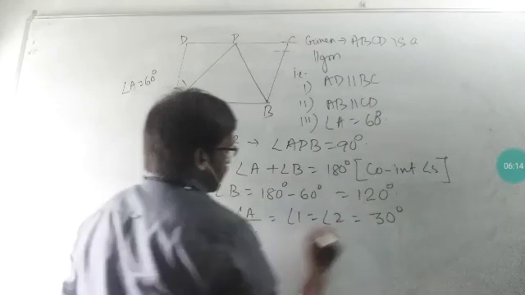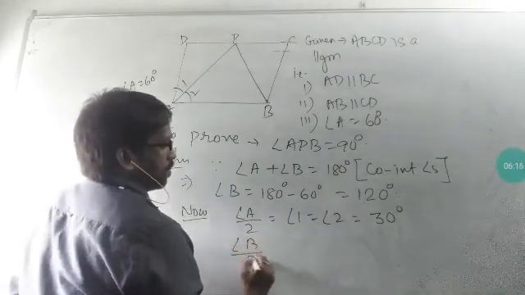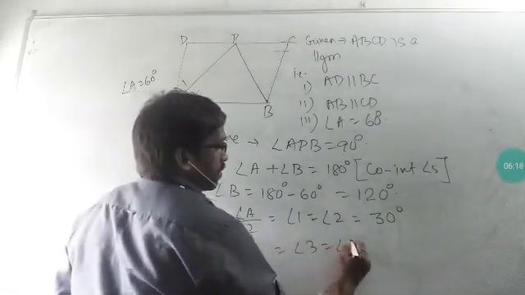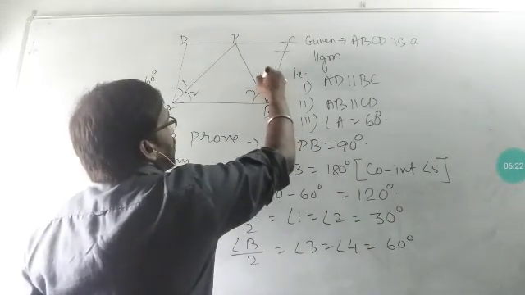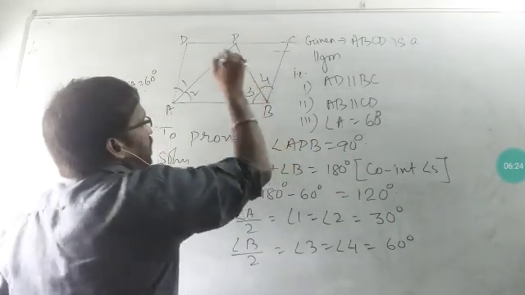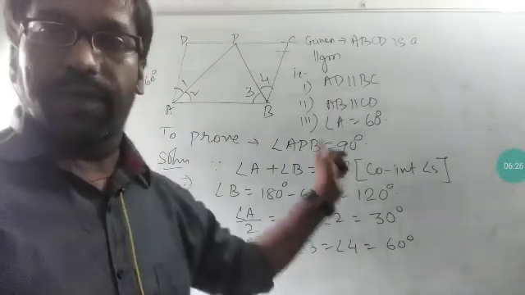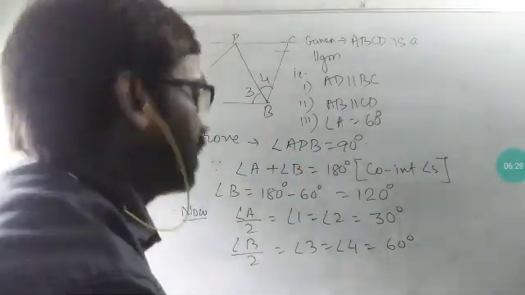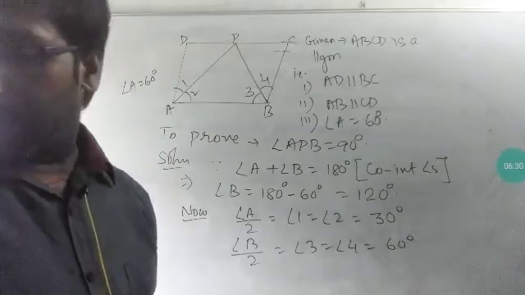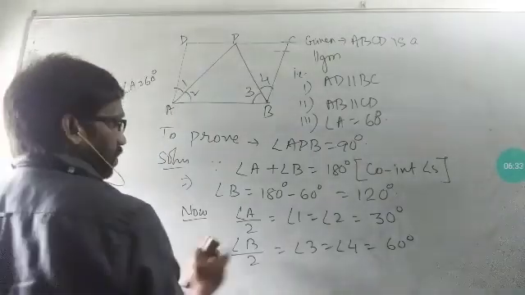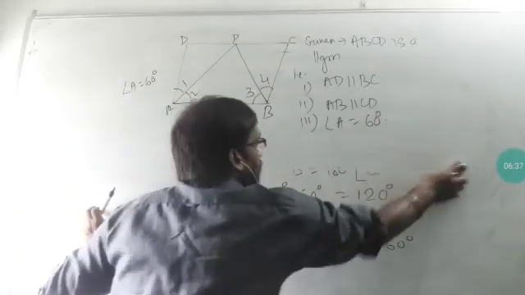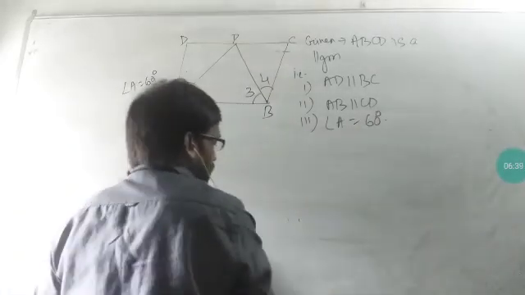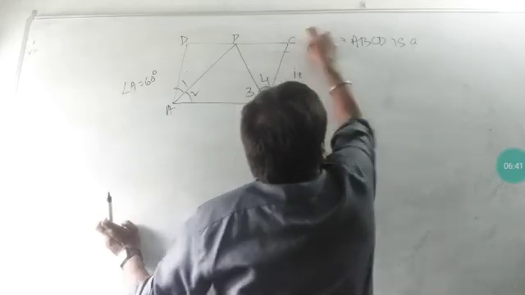Okay. AP is the angle bisector, as I have told. So half of angle A, meaning either angle 1 or angle 2, will be 60 by 2, that is equal to 30 degrees. Similarly, half of angle B, which is either angle 3 or angle 4, will be half of 120 degrees, that is 60 degrees. Okay, we have found angle 1 and angle 2 as 30 degrees, and angle 3 and angle 4 as 60 degrees.